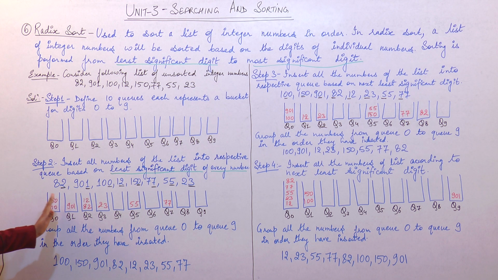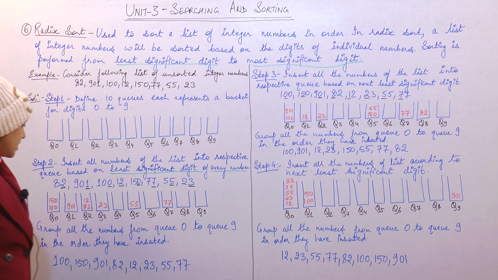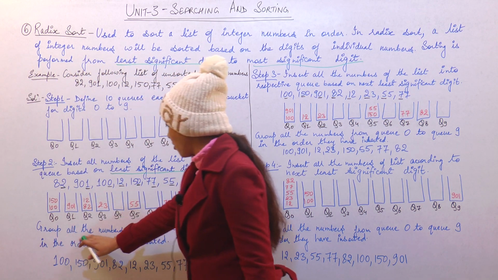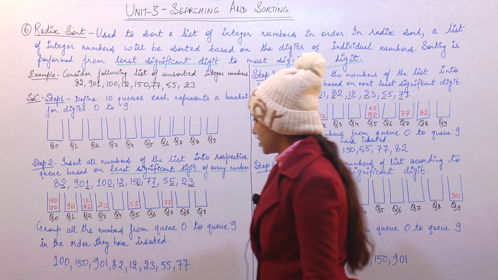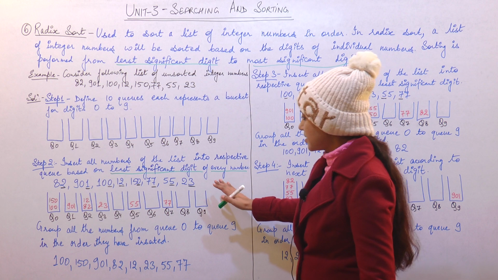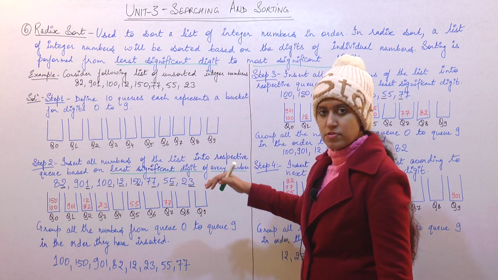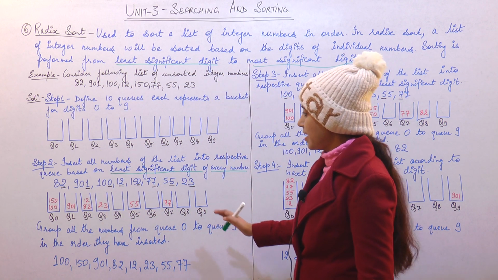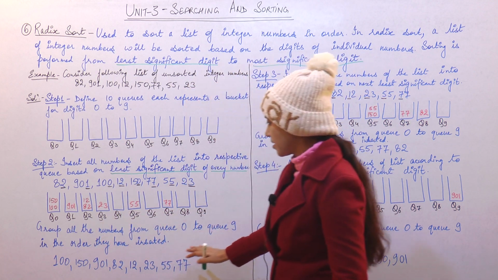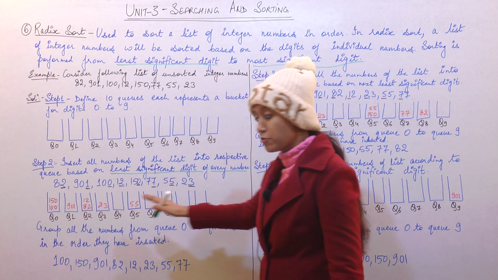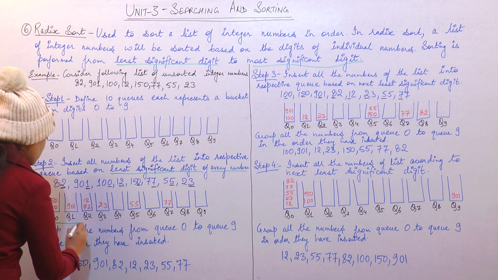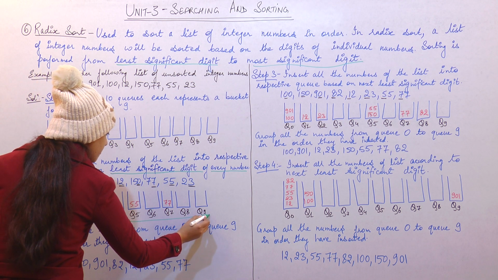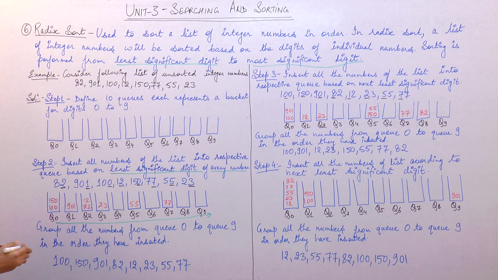Now we have inserted all these numbers according to their least significant digits. After that, we will group all the numbers from Q0 to Q9 in the order they have been inserted. That means we are moving from Q0 to Q9 for grouping them.